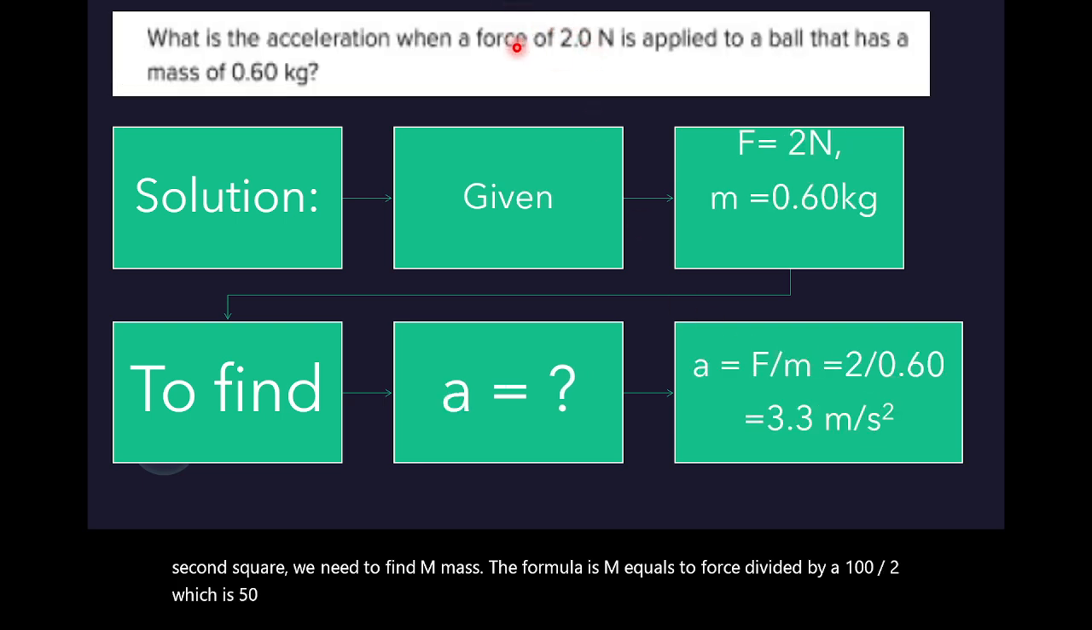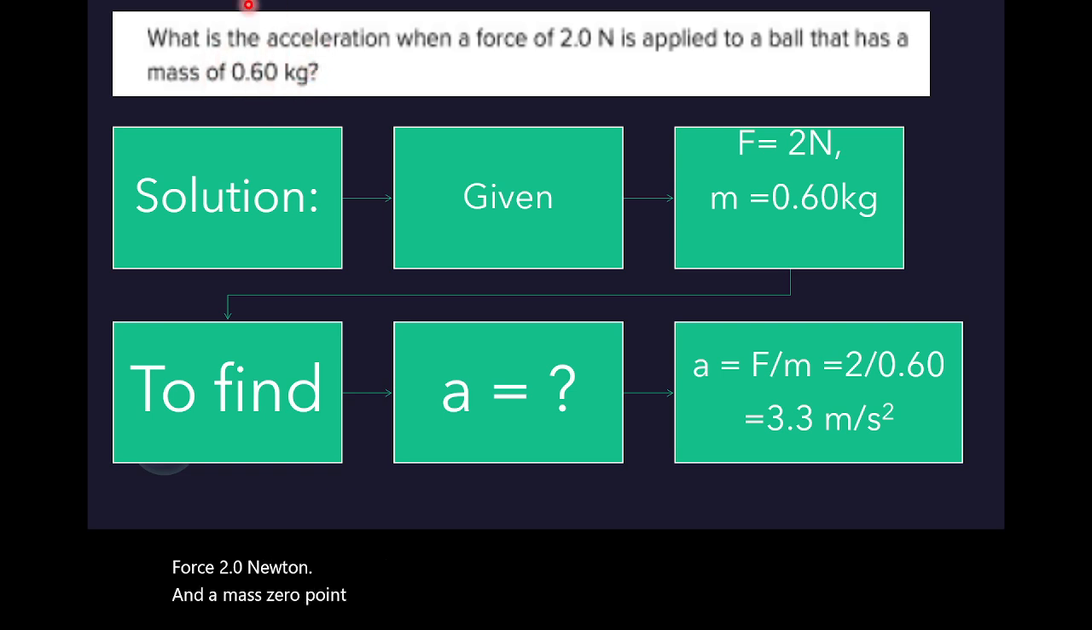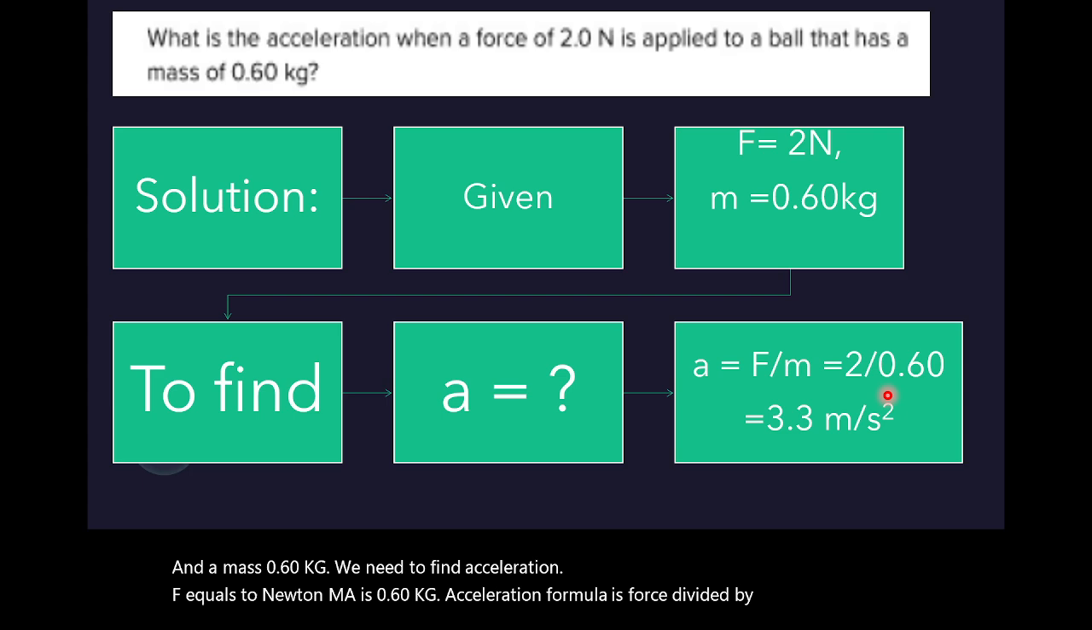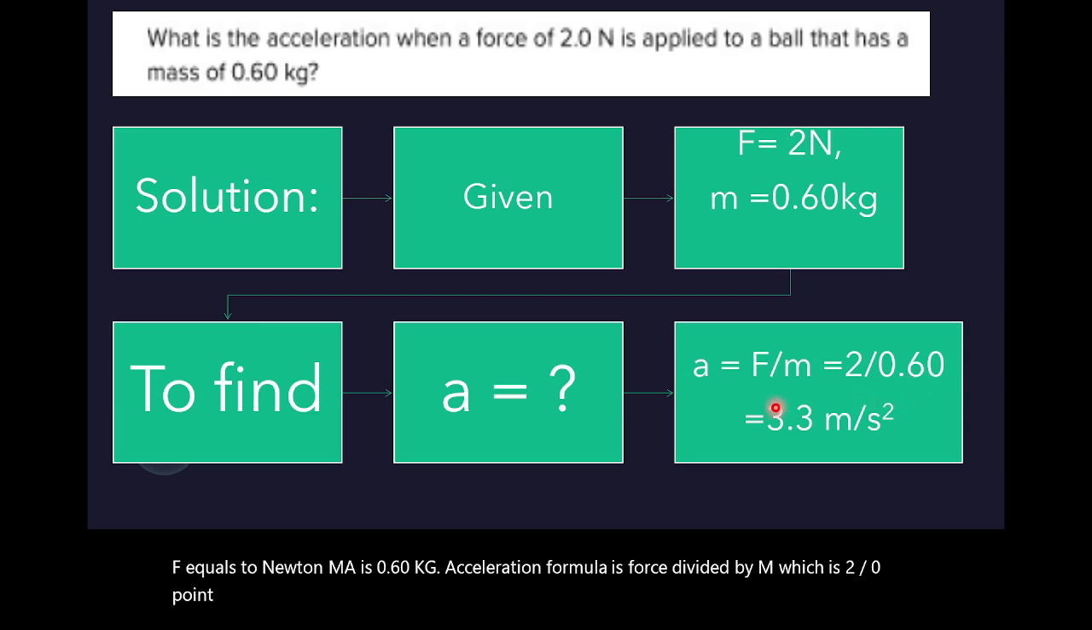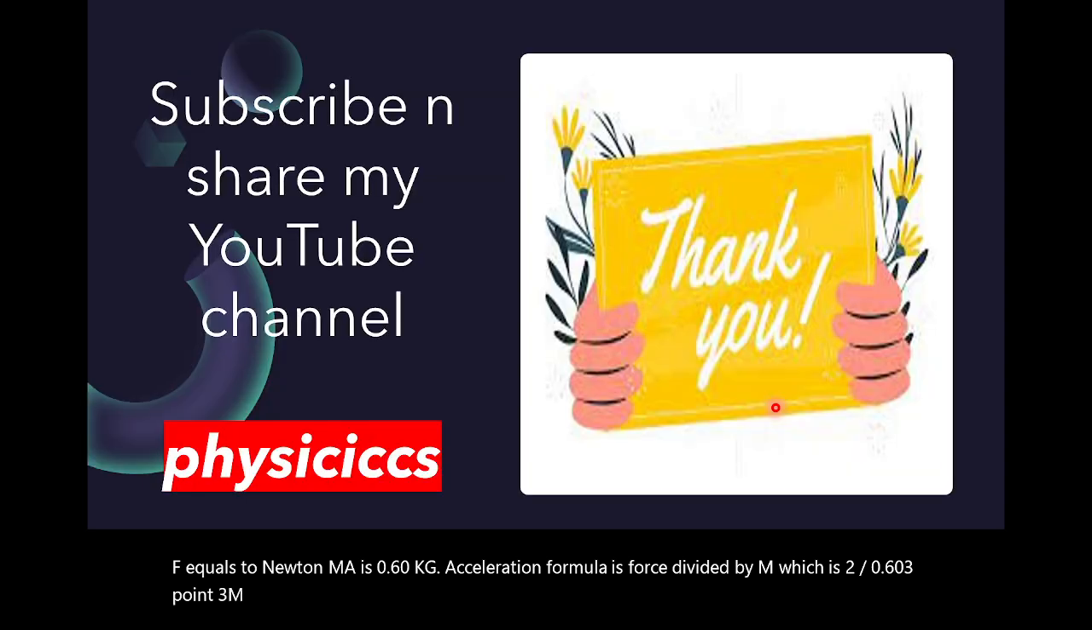Another question, we have a force of 2.0 Newtons and a mass of 0.60 kg. We need to find acceleration. F equals 2 Newtons, mass is 0.60 kg, and the acceleration formula is force divided by M, which is 2 divided by 0.60, 3.3 meters per second squared.